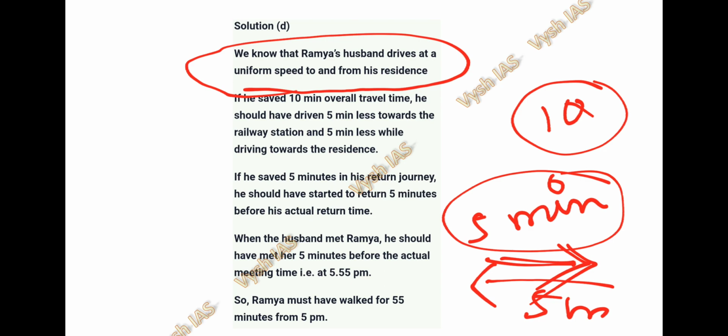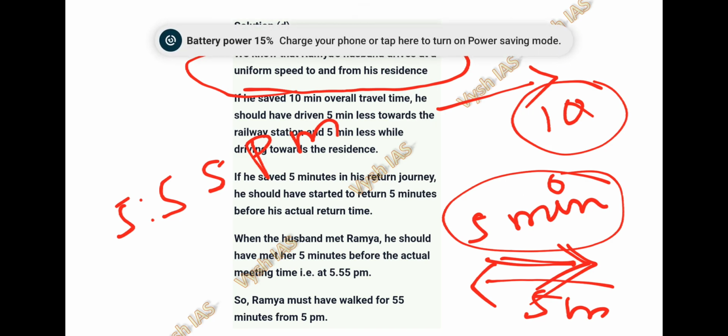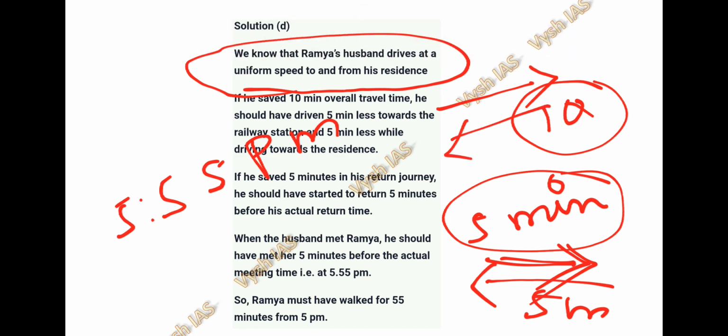If he saved 5 minutes in his return journey, he would have started to return 5 minutes before his actual return time itself. So they must have met 5 minutes before the actual meeting time, that is at 5:55 p.m. Because in the journey towards her, he must have saved 5 minutes, and in the journey towards residence, he must have saved 5 minutes. It means that he met her at 5:55 p.m.